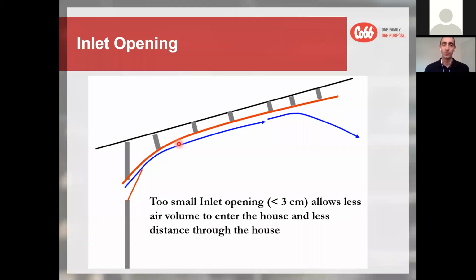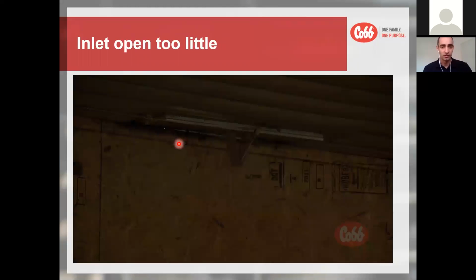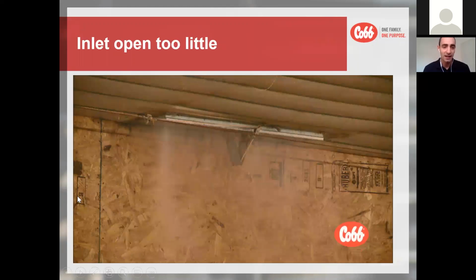Okay, so we need to make sure your inlets are open correctly. If they're open too small, as I mentioned, less than 2.5 or 3 centimeters, then you're going to have the correct pressures, but you're probably not going to have the correct air conditioning. So this is a video that will show that. This inlet is just cracked open slightly.